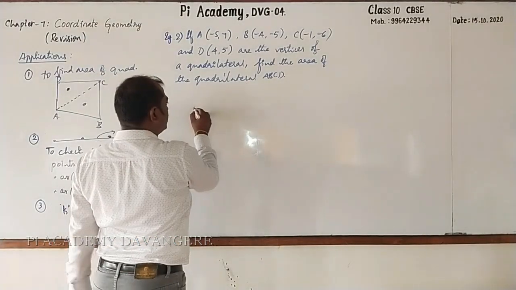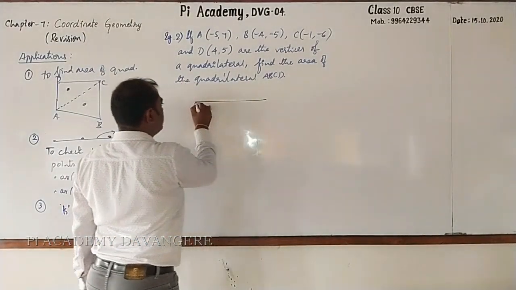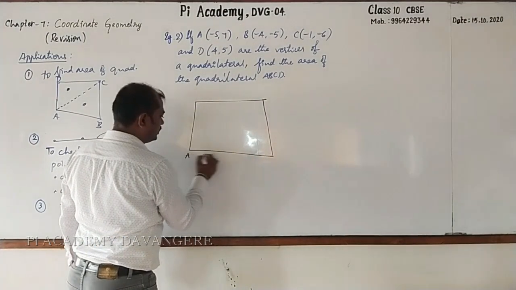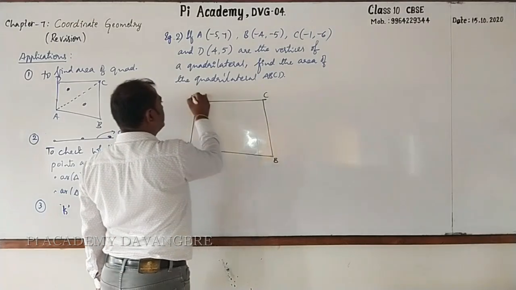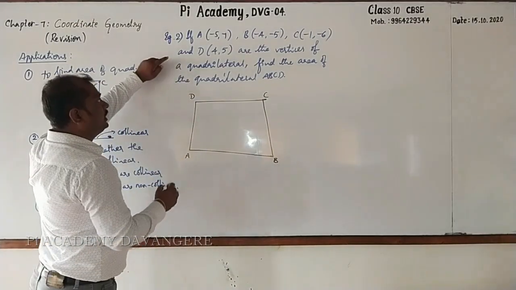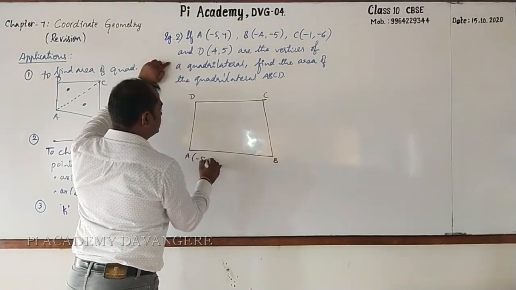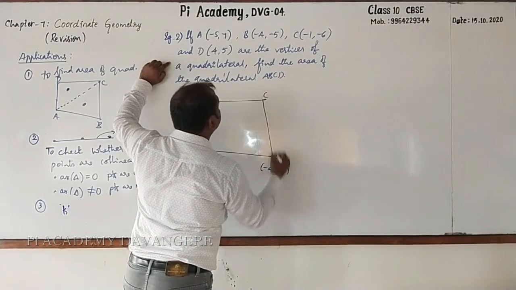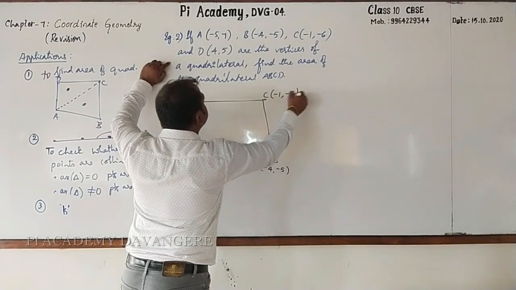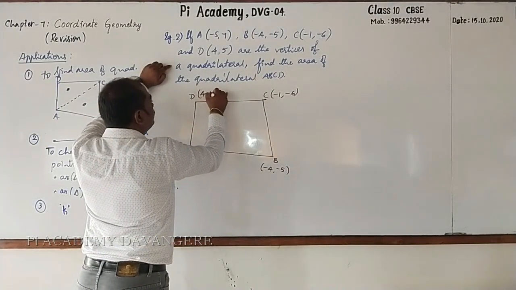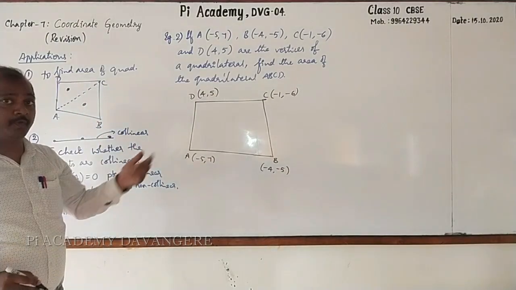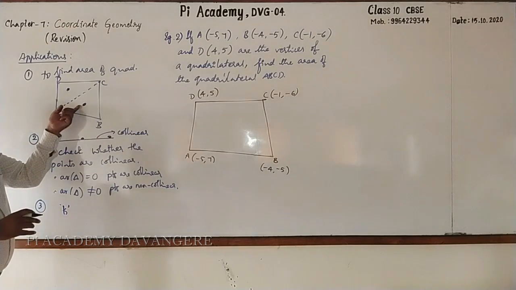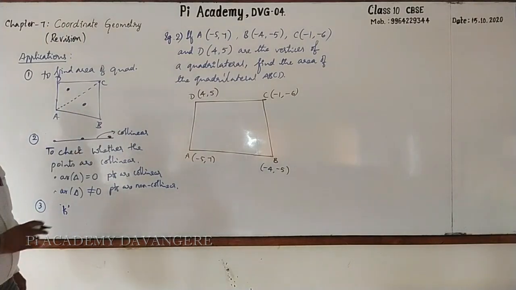Then draw the figure first. Draw a quadrilateral because they have given 4 vertices. One is A, another one is B, third one is C, next one is D. Write their coordinates: (-5, 7), (-4, -5), (-1, -6), and (4, 5). To find the area of the quadrilateral, as I explained earlier, it should be divided into 2 triangles.